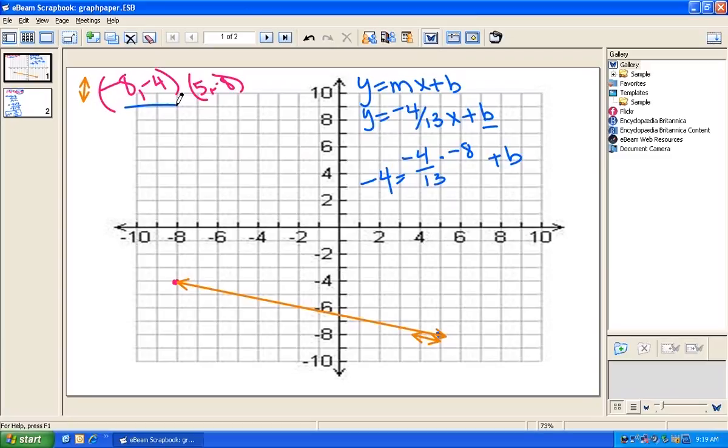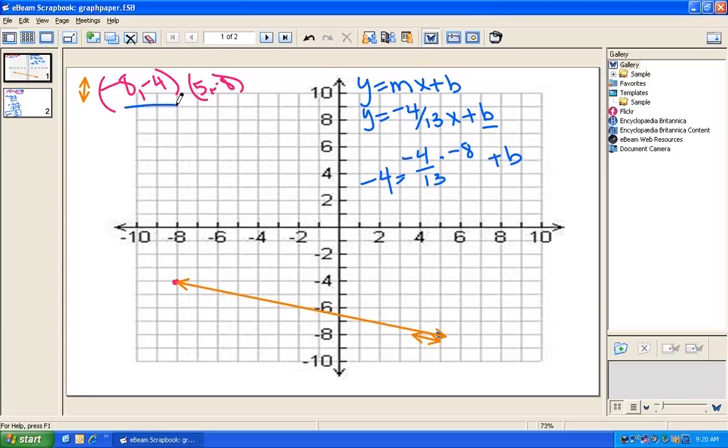Riley? Yeah, I was about to say that. Negative 4 divided by 13 is a negative decimal. 4 divided by negative 13 is a negative decimal. So it doesn't matter where the negative is, that number is negative. So I'm correct. It doesn't have to be in a certain spot.